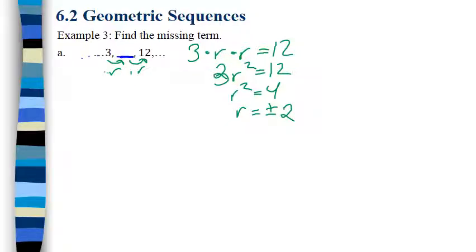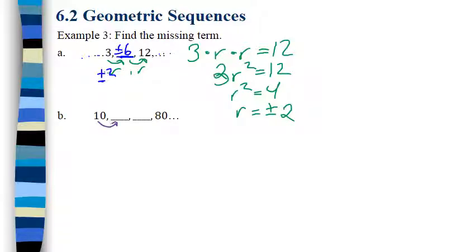Unless we know something else about the sequence, or we know what the real world context is, it could be either positive 2 or negative 2. We're not sure. So regardless, 3 times positive 2 would be positive 6, and 3 times negative 2 would give us negative 6. So our missing term is positive or negative 6. And we can do this with any number of terms.